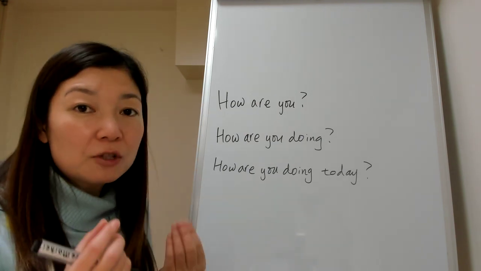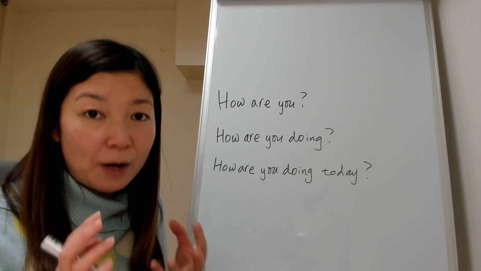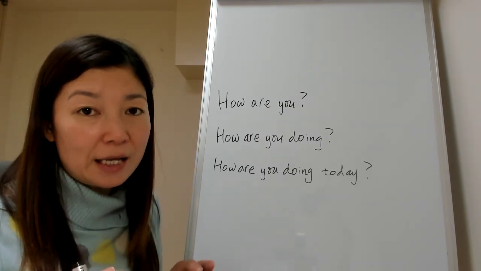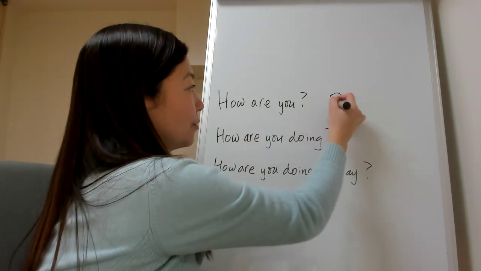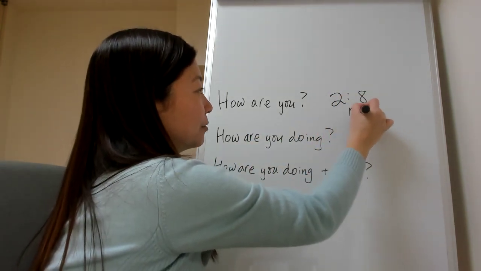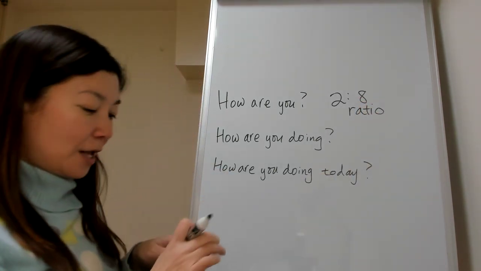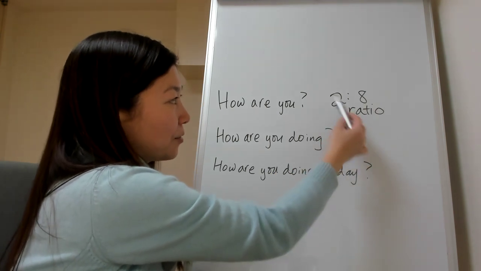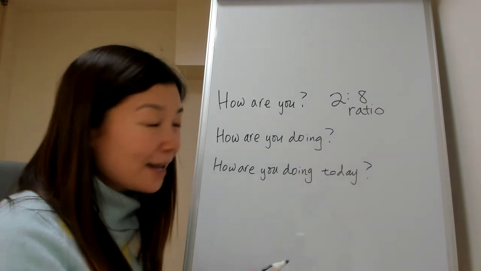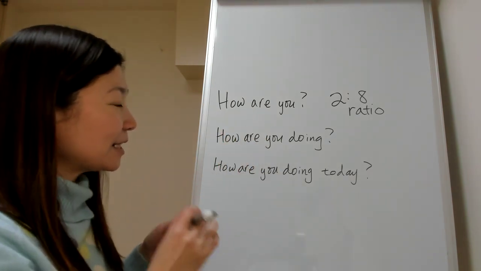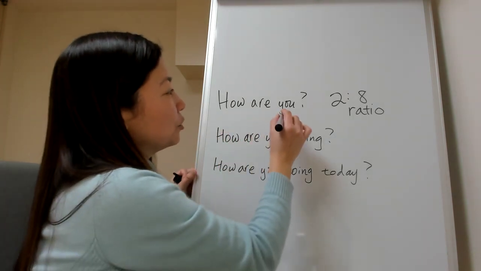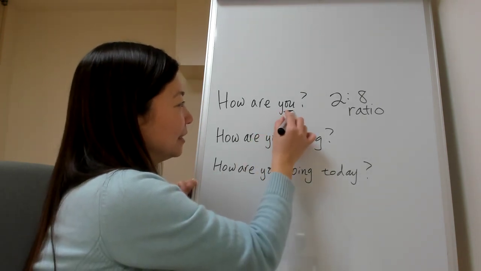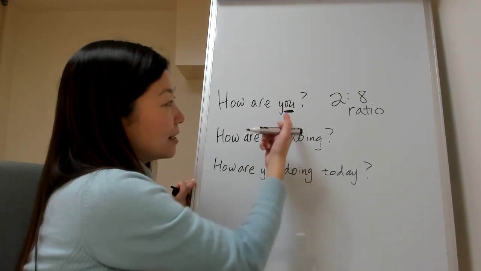In order to speak with the American rhythm, there is a rule called the 2-to-8 ratio. This means 2 and 8, those are the lengths. And when you pronounce each sentence, you want to prolong the last syllable in the final word. In this case, it's you.